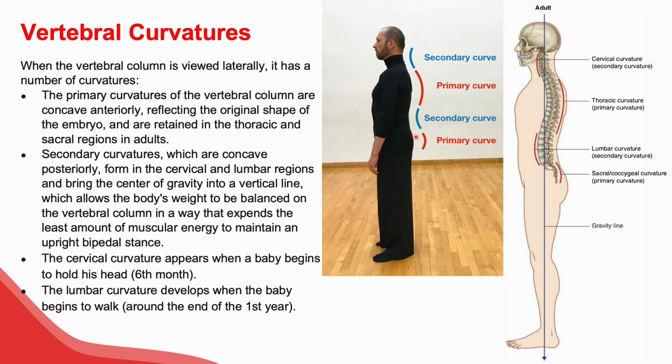The secondary curvatures, which are concaved posteriorly, form in the cervical and lumbar regions, and they bring the center of gravity into a vertical line, which allows the body's weight to be balanced on the vertebral column in a way that expends the least amount of muscular energy to maintain an upright bipedal stance. The cervical curvature appears when a baby begins to hold his head, which is around 6 months. And the lumbar curvature develops when the baby begins to walk, which is around the end of the first year.